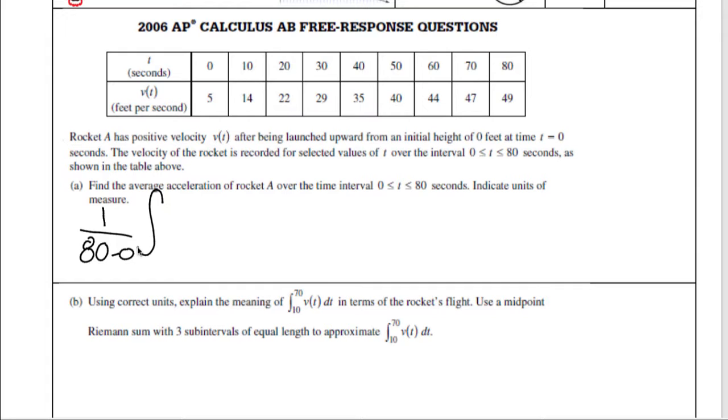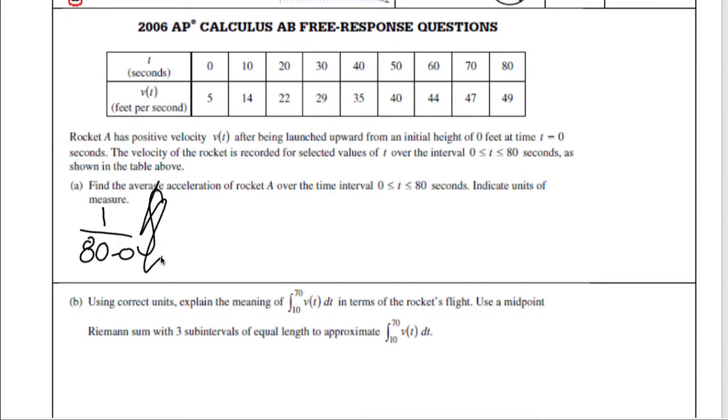Am I doing this right? That's the average velocity. Ooh, I don't even know if I'm doing this correct. That's correct. Yeah, you want to use a secant line.